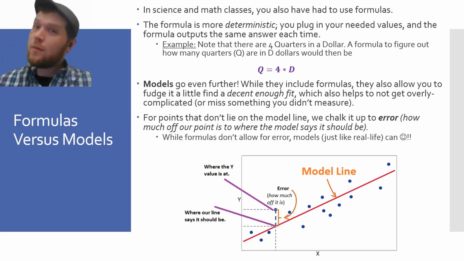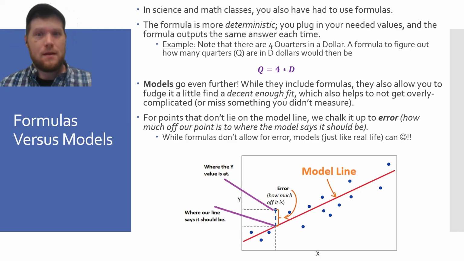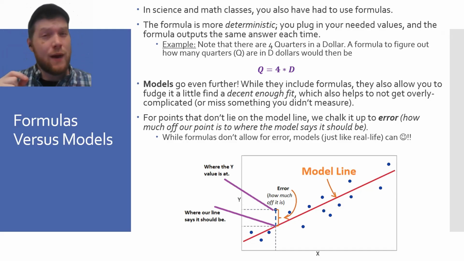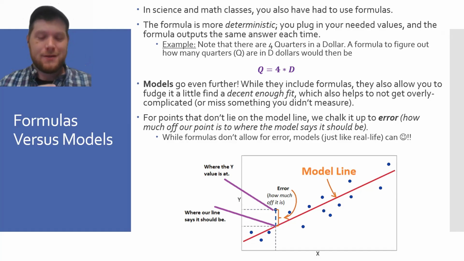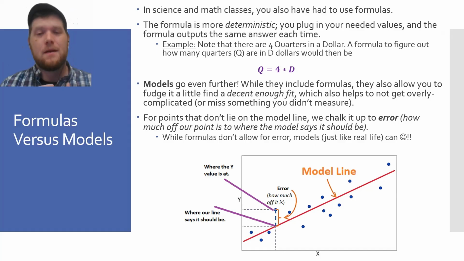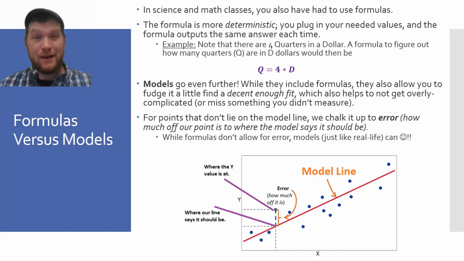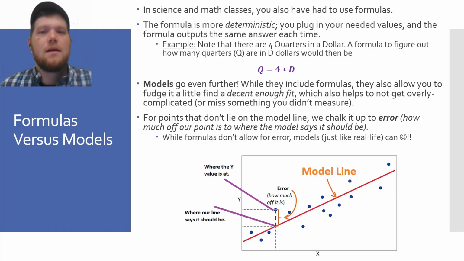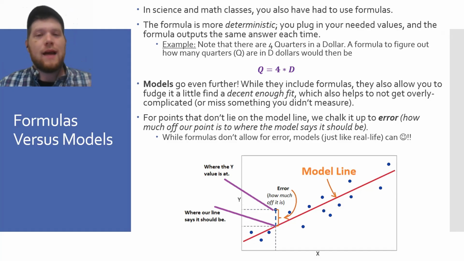Models actually incorporate formulas as well, but they go further. They allow you to say, oh, I have an idea what this should look like, but it doesn't always have to be perfect. It can be something that fits really well, but allows a little bit of an offshoot, something that goes a little bit further away, or we'll eventually call it an error. How far or where it's differing from where we expect it to be. These models allow for error.